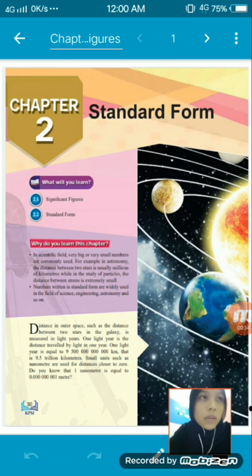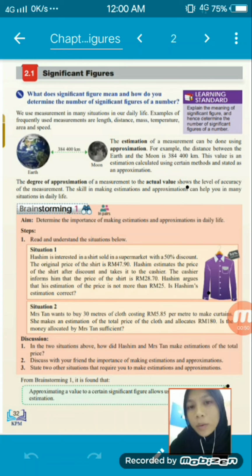First is to explain the meaning of scientific figures and thus determine the number of scientific figures of a number. Next, round off a number to a certain number of scientific figures. Okay, next is 2.1 scientific figures. What does scientific figures mean and how do you determine the number of scientific figures of a number?